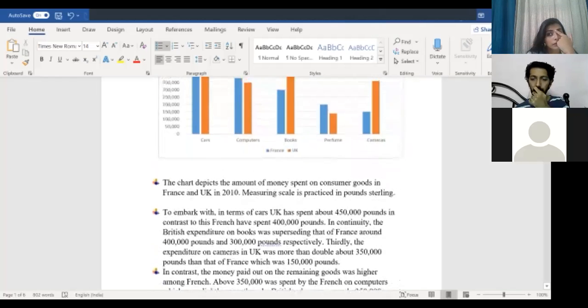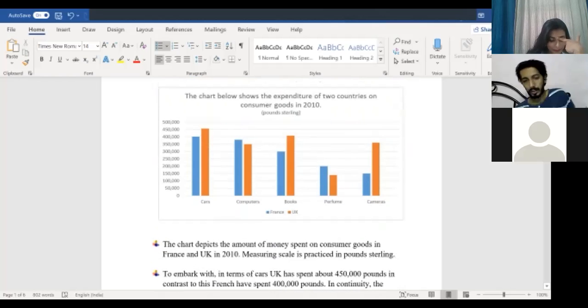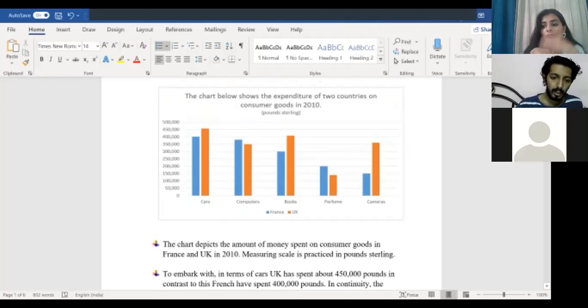Like if you have the content to cover a huge paragraph, do it, but don't force it. जरूरत नहीं है कि introduction में बहुत ज़्यादा कुछ लिखा हो. This is the simplest way which I do. Like, this chart depicts the amount of money spent on consumer goods in France and UK in 2010. Measuring scale is in pounds. And this statement is also important.